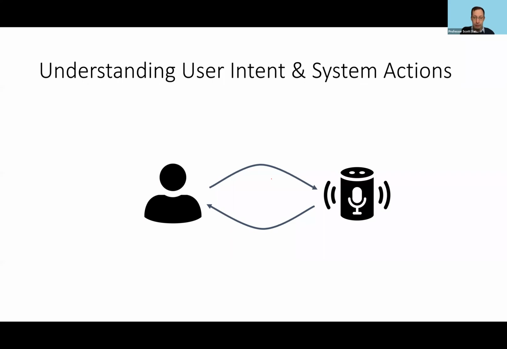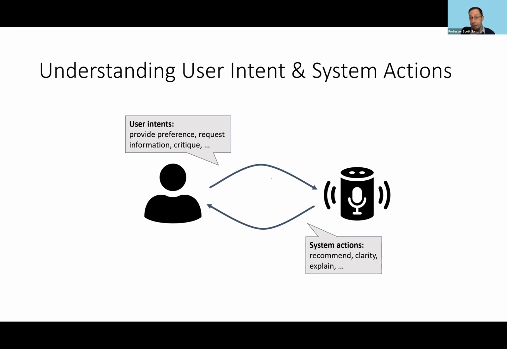So, we have a user, we have the assistant, right? And we have 2 things to look at. We have the user intents, broadly providing preferences, requesting information, critiquing. And then we have the system actions, right? What can the system do? It can recommend, it can, should we clarify, sorry, explain. In fact, this is just the tip of the iceberg.